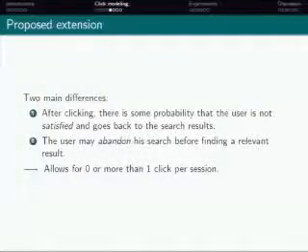So in the work we have been doing, we do two extensions. One is to allow the user to abandon the search, and the other one is to allow the user to click on something, look at the document, not be satisfied by it, come back to the search result, and click on something else. So with that, we have the possibility to have 0 or more than 1 click per session.